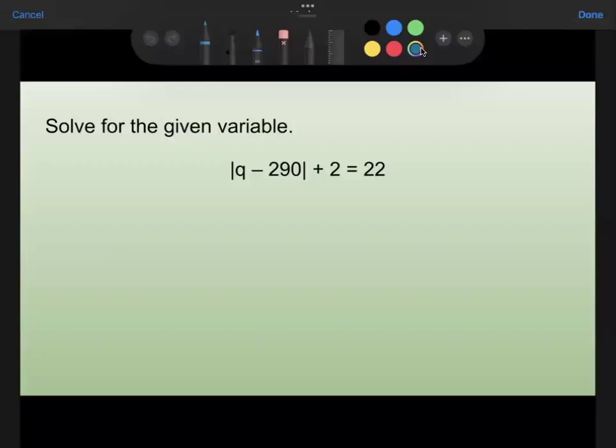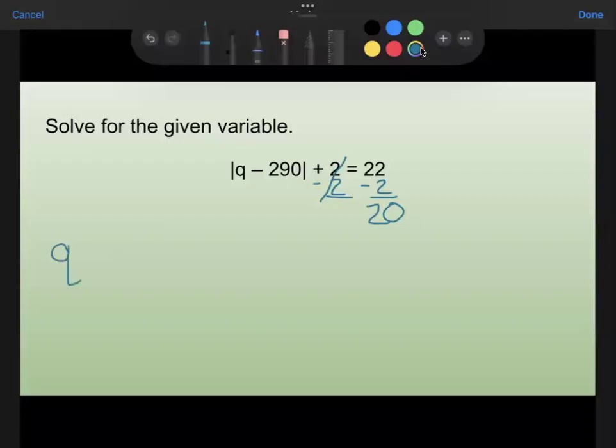Okay, here is our next one. We have the absolute value of q minus 290, plus 2, equals 22. So in the previous ones we've done, the absolute value expression has been isolated already. Here's an example of what it looks like when it has not been isolated. So before we write the expression twice, we need to subtract 2 from both sides to get that away from the absolute value expression. So that means that the absolute value of q minus 290 is going to be equal to 20 instead of 22.